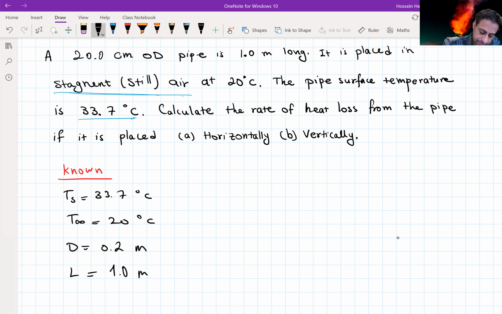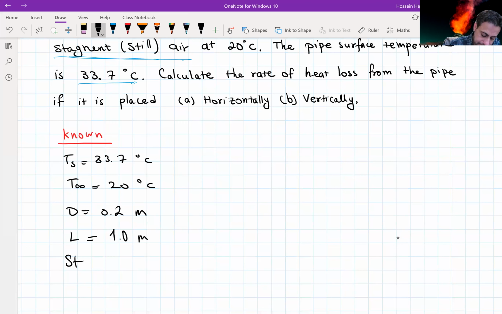What else do we have? We have stagnant air. And what does that mean? We have natural convection. Immediately we can go for natural convection.